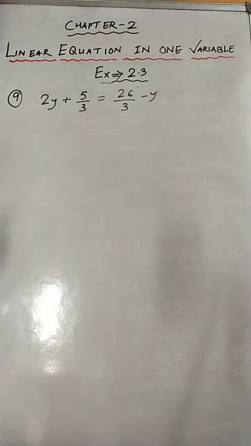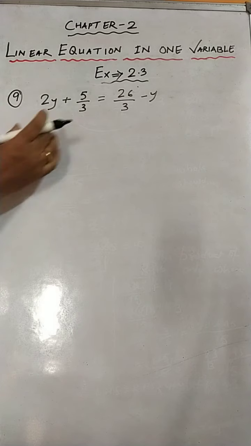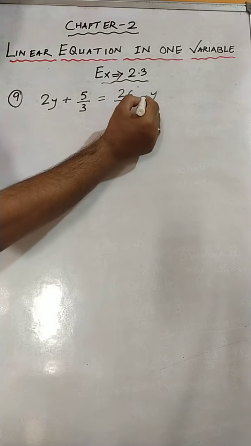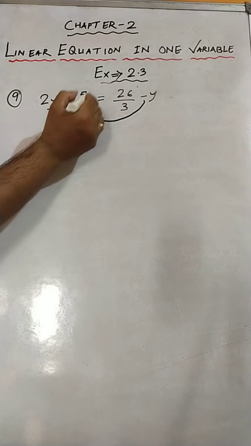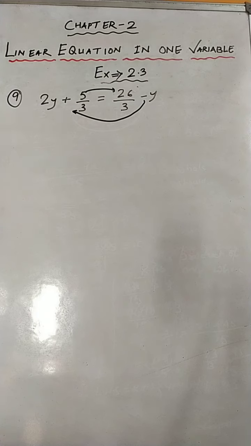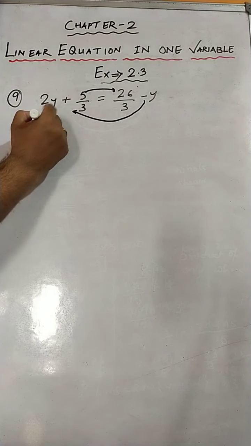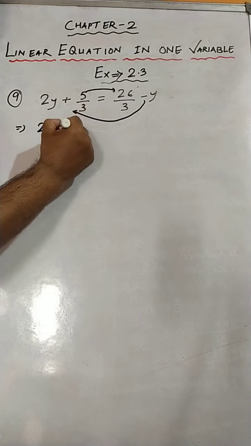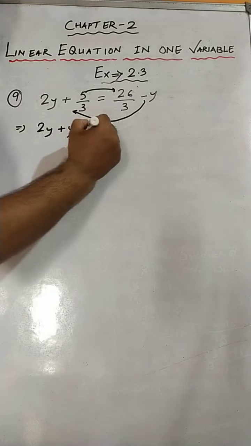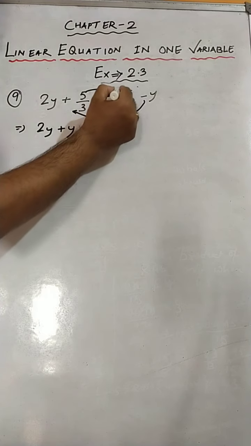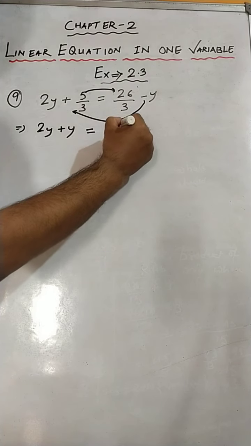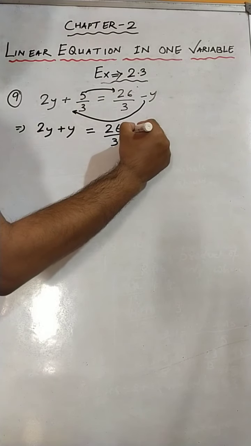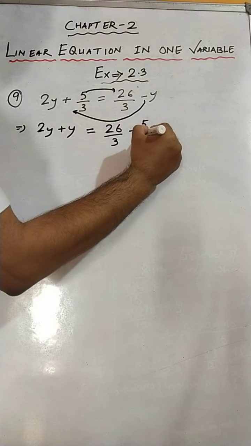This is question number 9, students. So again we have to bring the variables. As you see, both sides are carrying the variables and the constant term. So we have to bring the variables towards the left hand side and we'll take the constant terms towards the right hand side. So the next step we'll write as 2y, and we'll bring this minus y towards this side. It will become plus y equals to, now we'll first mention this constant term, that is 26 upon 3, and then we'll take this plus 5 by 3 towards the right hand side. It will become minus 5 upon 3.